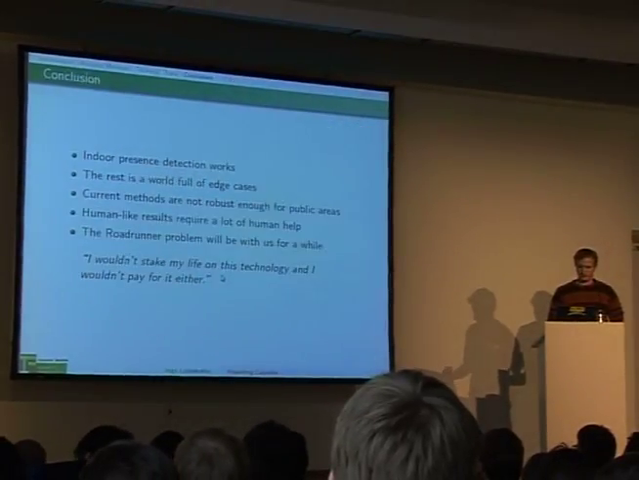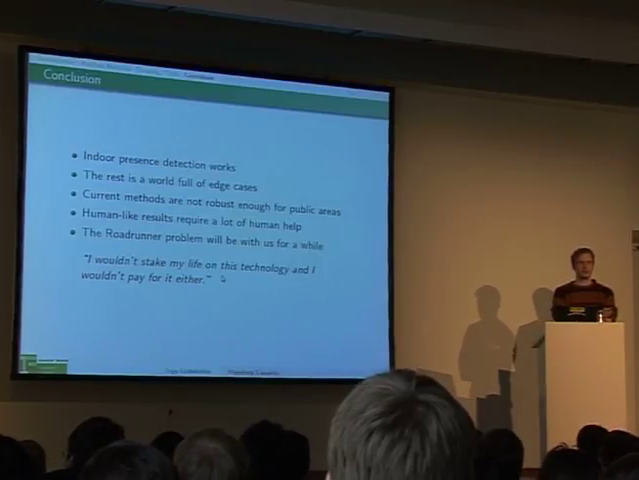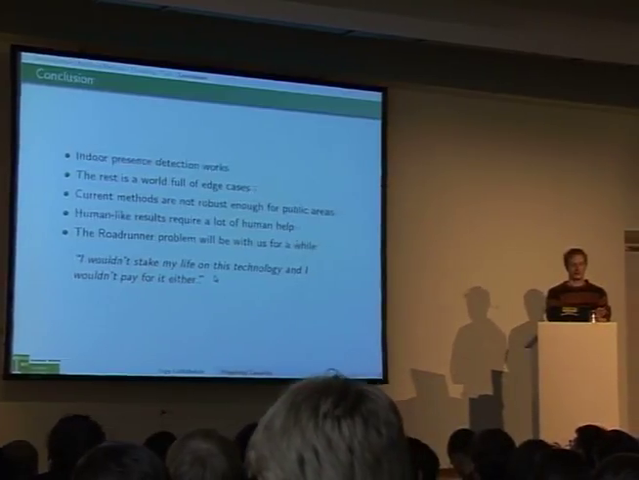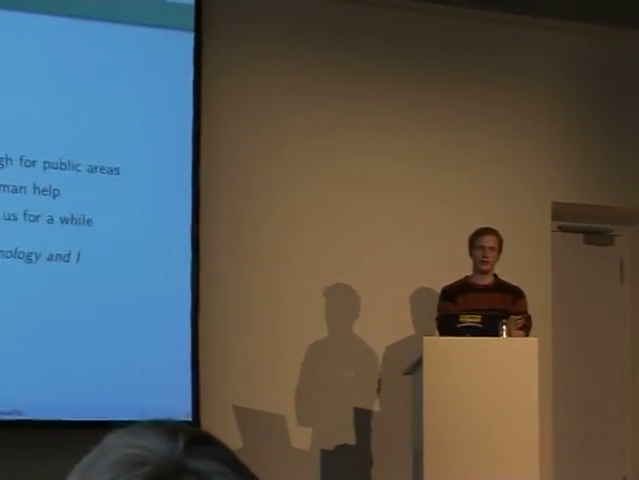All right. So, to conclude, surveillance visual motion analysis has been developed for indoor presence detection only. And this is the only thing that really works. Everything else is edge cases. And the current methods are especially not robust for public areas. And when you want to get human-like results, you have to provide a lot of specific human input.